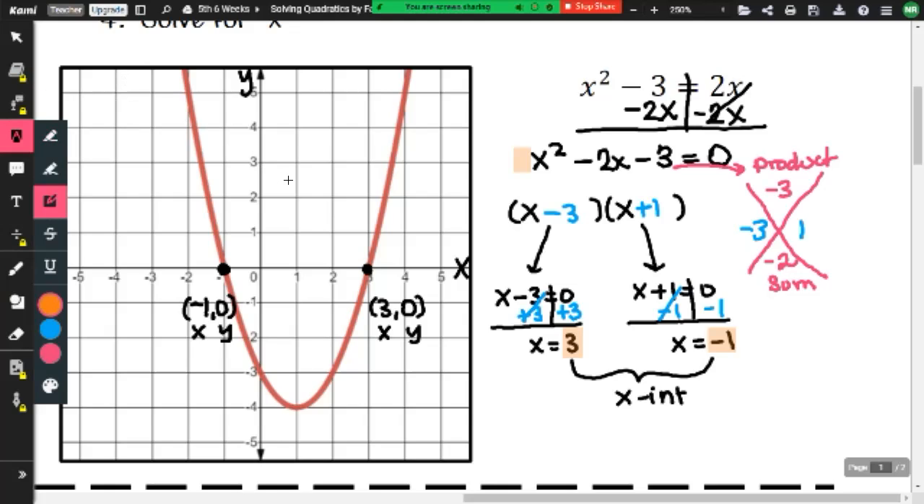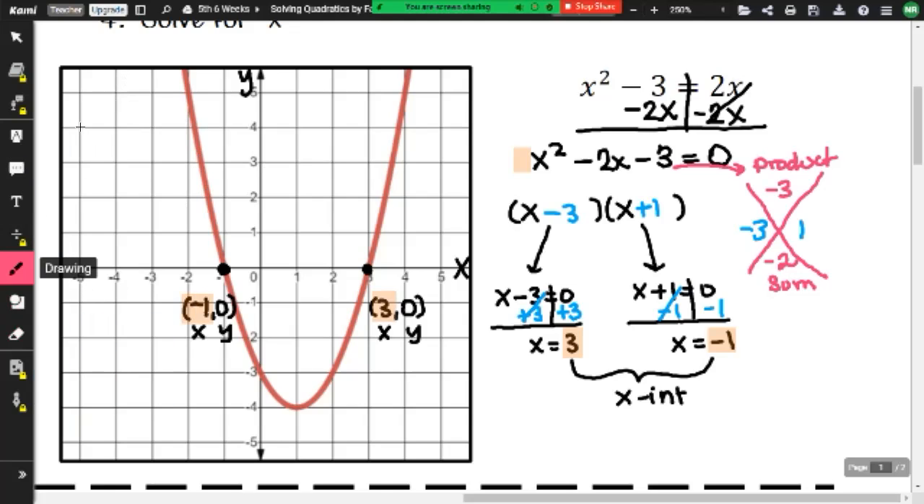So notice x equals 3, my x-intercept is 3. X equals -1, my x-intercept is -1. Your zeros. You will not always be provided a graph to look at. If you're given a graph and an equation, even though you have to solve the equation, the answer is as easy as looking at the graph and picking the answer choice that says -1, 0, 3, 0. But you're not always going to be provided a graph. So if all you have is the equation, you have to solve.